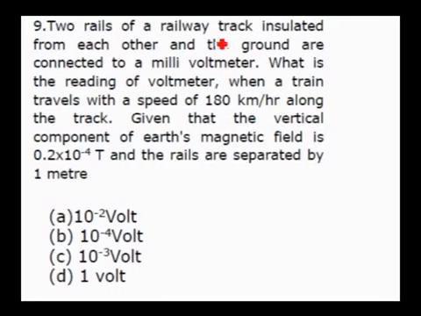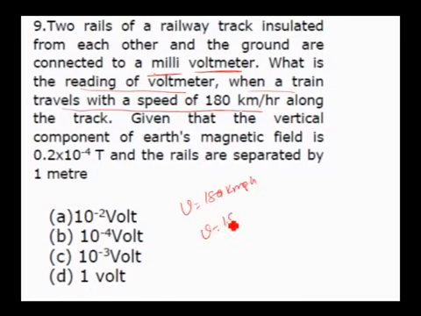There are two rails of a railway track insulated from each other, and the ground are connected to a millivoltmeter. What is the reading of the voltmeter when a train travels with a speed of 180 km per hour? So first of all, this velocity is in terms of kilometer per hour. You need to convert this kilometer per hour into meter per second by multiplying it by 5 by 18. So this is going to be 50 meter per second.